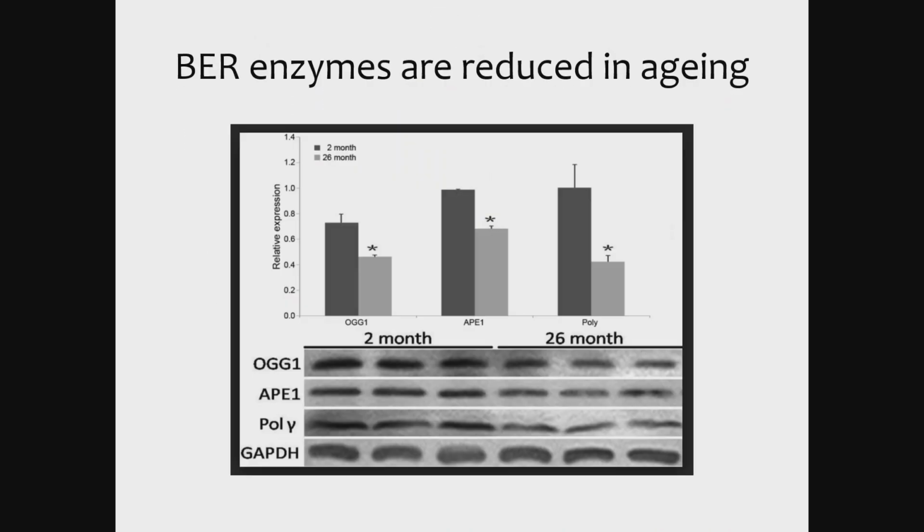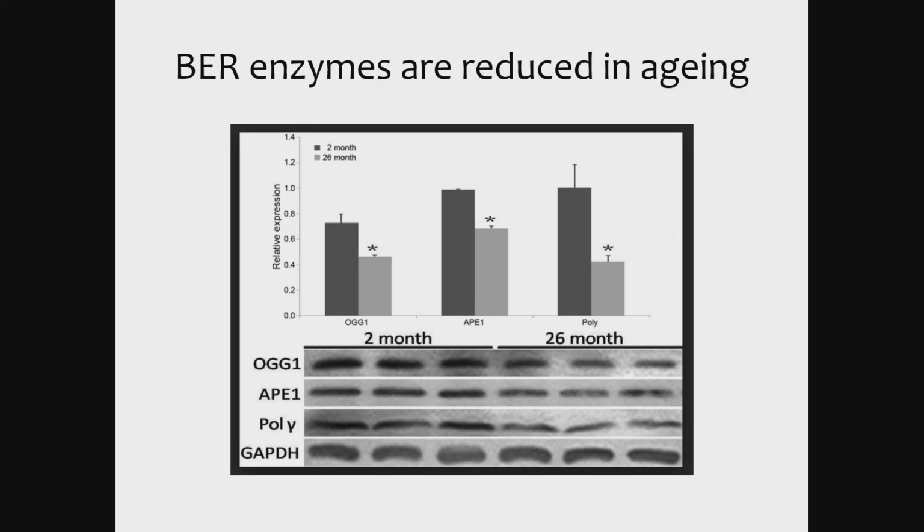And another thing that we have been seeing is that the enzymes that are in charge of BER repair, like OGG and APE1, are decreased in animals, also in the brain, but in any other tissue. So as we age, we have more accumulated damage because it happened spontaneously, but our capacity to repair it goes down. Why does it go down?